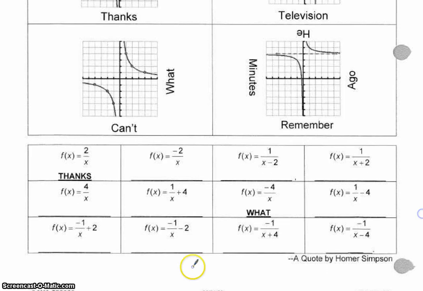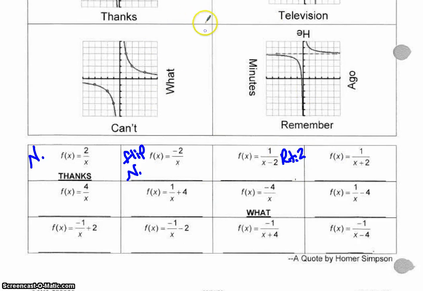Okay? If you look at this, what happened to it? Well, the only thing different from the parent is that 2, and we said the bigger that number is, the more narrow it is. So all that happened there is we got narrow. Looking at the next one, we have a negative, so we have a flip. We have a number bigger than 1, so it also got narrow. Then we have 1 over x minus 2. That's going to send it to the right 2.